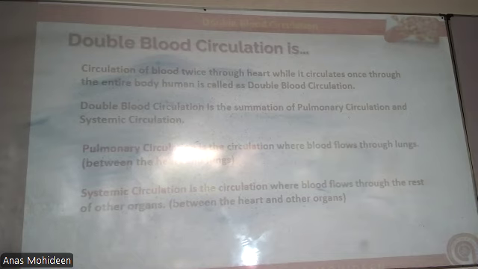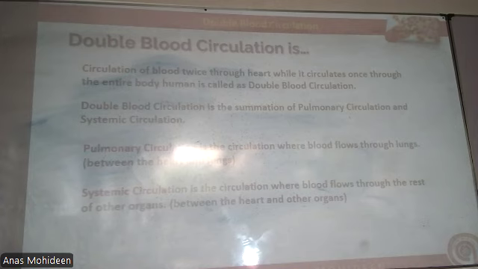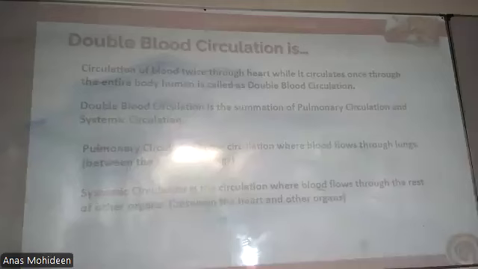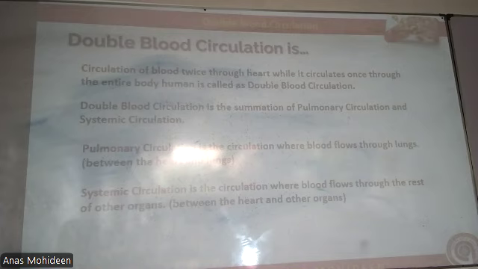Right. Now can you see, double blood circulation is the summation total of whom? Pulmonary circulation and systemic circulation. So let's go to the tube. There's a text box given, right? Okay. Pulmonary circulation, let's write there.